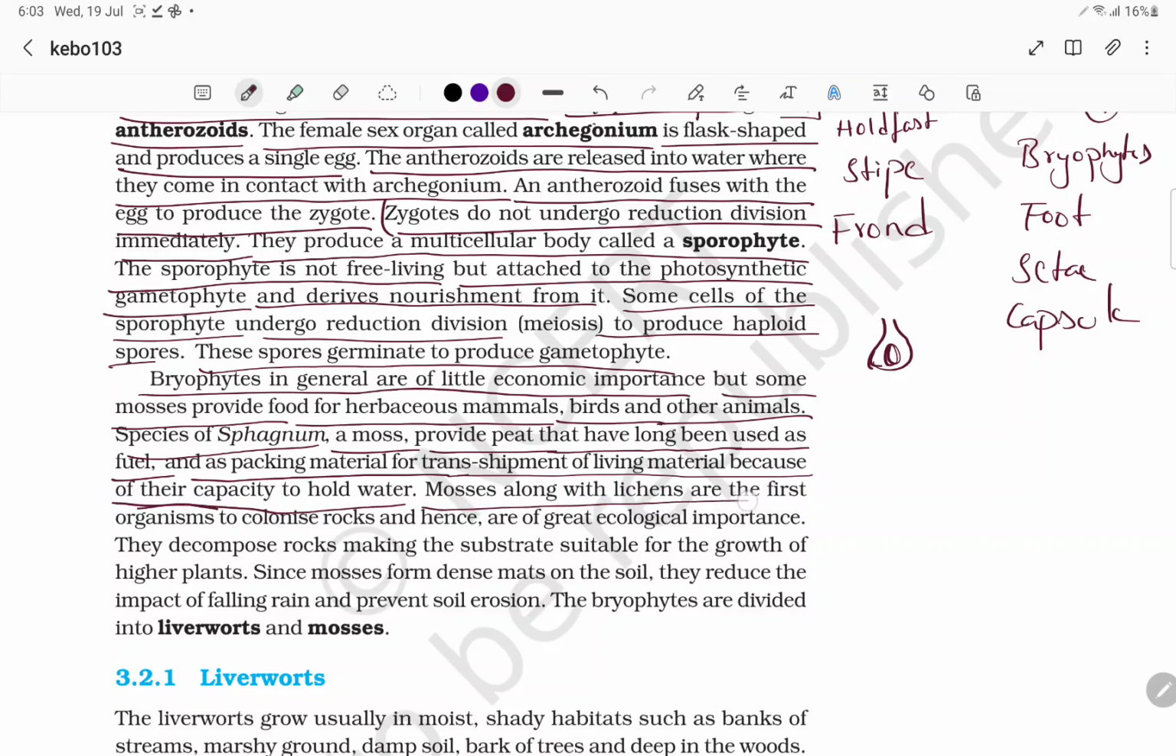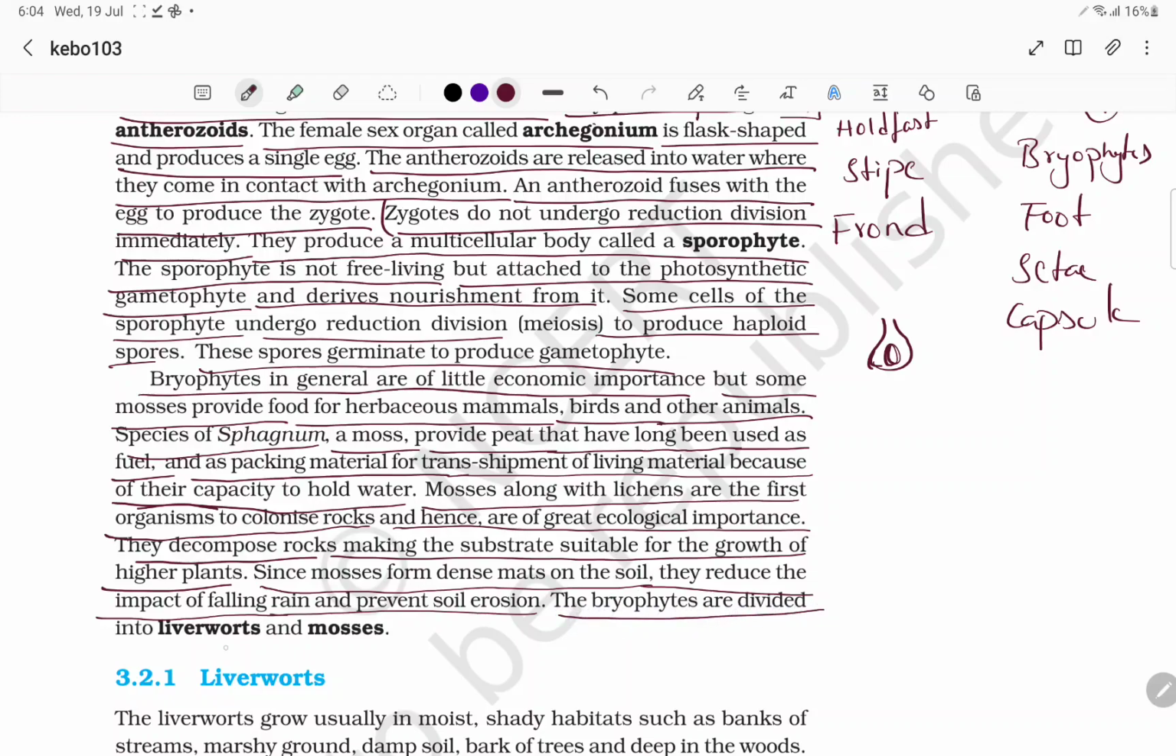Moss, along with lichens, are the first organisms to colonize rocks. Hence, they have great ecological value. They have low economic value but great ecological value. They decompose the rocks, making the substrate suitable for the growth of higher plants. Since mosses form a dense mat on the soil, they reduce the impact of falling rain and prevent soil erosion.